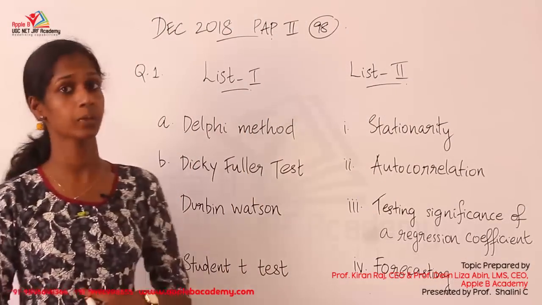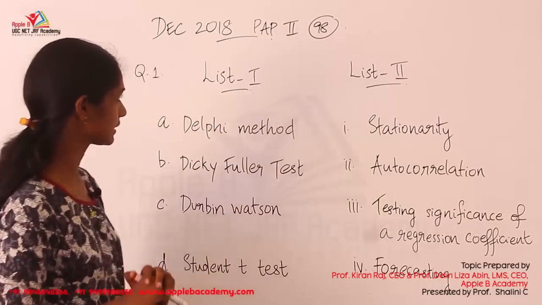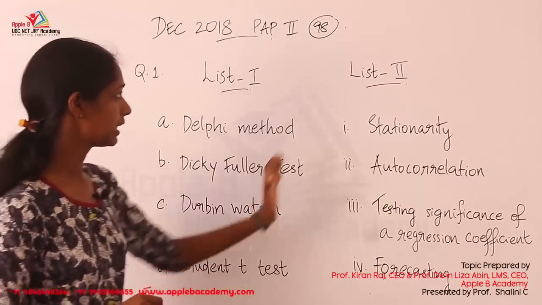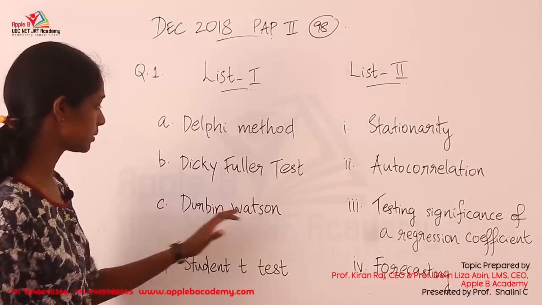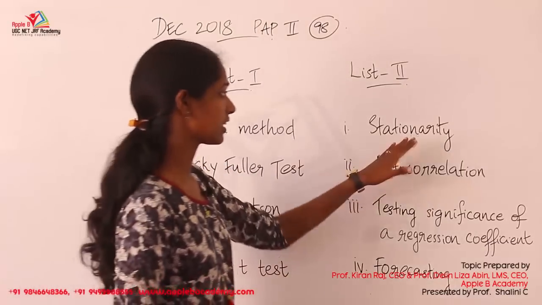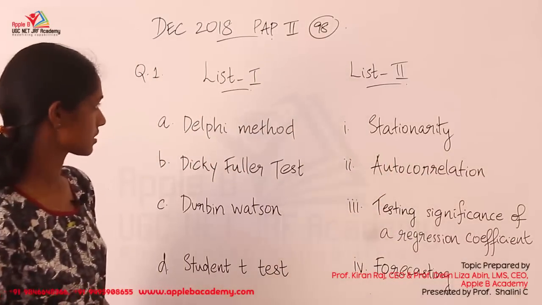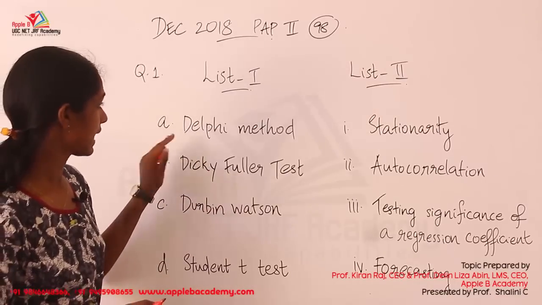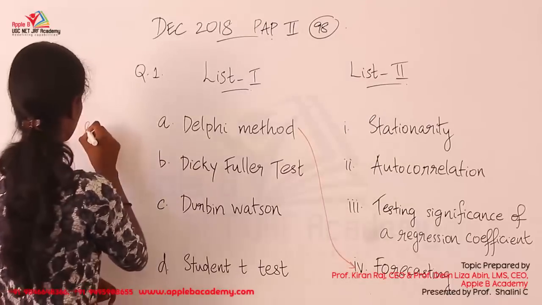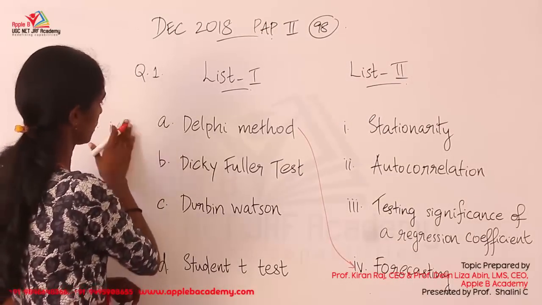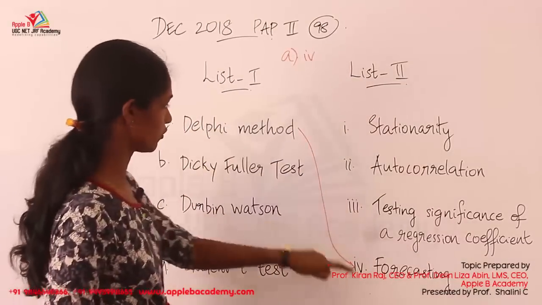Now moving on to the previous year questions under this section. December 2018 paper 2, 98th question, is a match the following question. We have these items in list 1 and these items in list 2: Delphi method, Dickey-Fuller test, Durbin-Watson, student t-test; stationarity, autocorrelation, testing significance of a regression coefficient and forecasting. So how do we match this? First one is Delphi method. Delphi method is used for forecasting. So A would be 4.